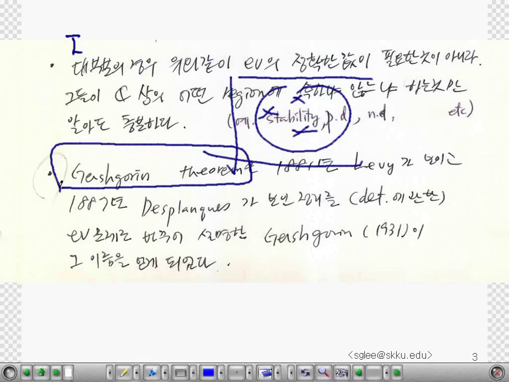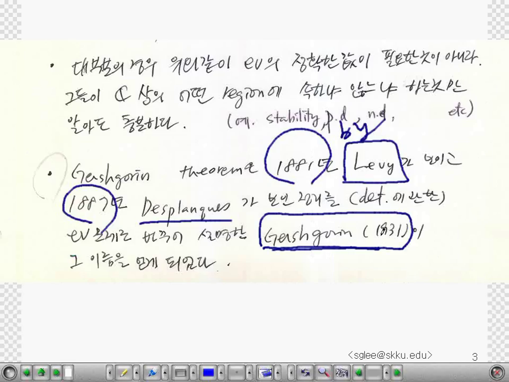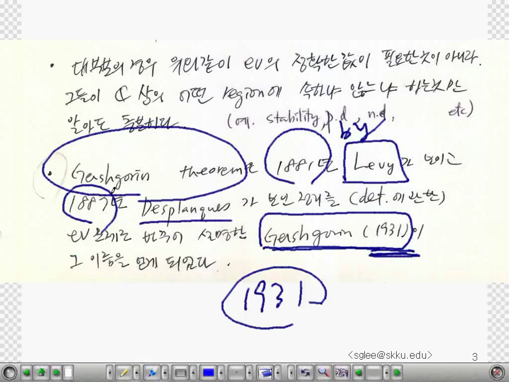The first main theorem of chapter 6 is the Levy-Desplanques theorem. This theorem was first shown by Levy in 1881. Then Desplanques generalized that theorem in 1887. And Gershgorin reinterpreted the Levy-Desplanques theorem as a problem of location of eigenvalues in 1931. That's the Gershgorin theorem, which is the first theorem on the location of eigenvalues of a given matrix.